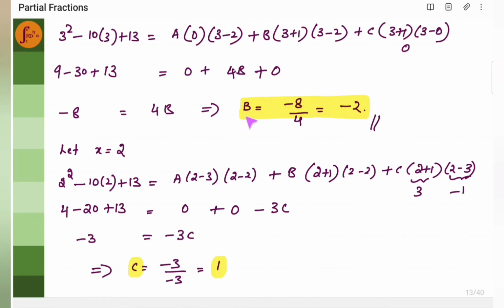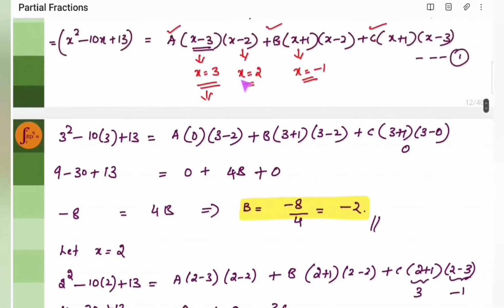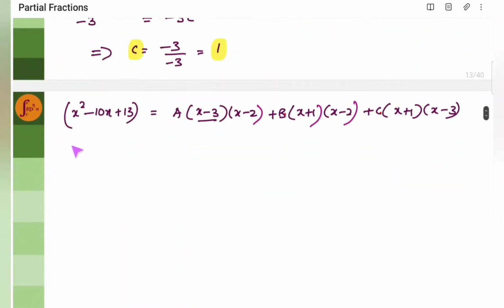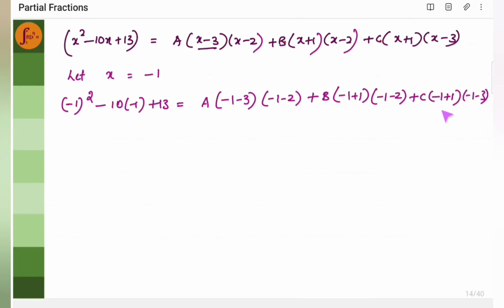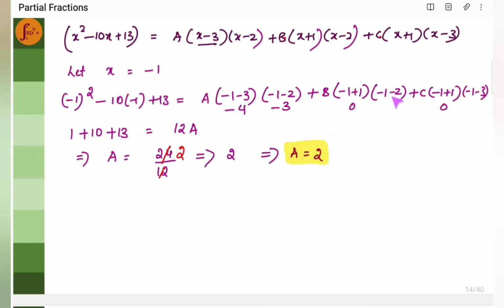So now we've got the values of b and c. Now we'll have to find the value of a, right? We have finished x is equal to 3 and x is equal to 2. Now we'll have to take x is equal to minus 1, right? So let's take x is equal to minus 1 and substitute in this equation. So on substituting x is equal to minus 1, we'll get this particular expression. So on simplification, we'll get 12a is equal to 24. Thereby, we'll get a is equal to 2.